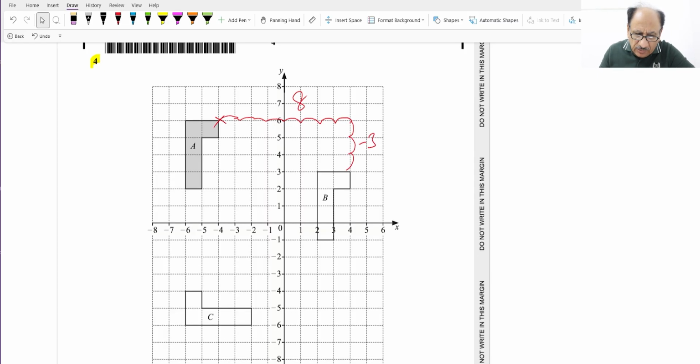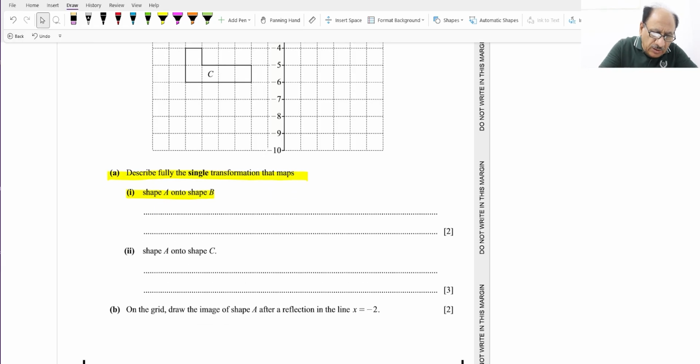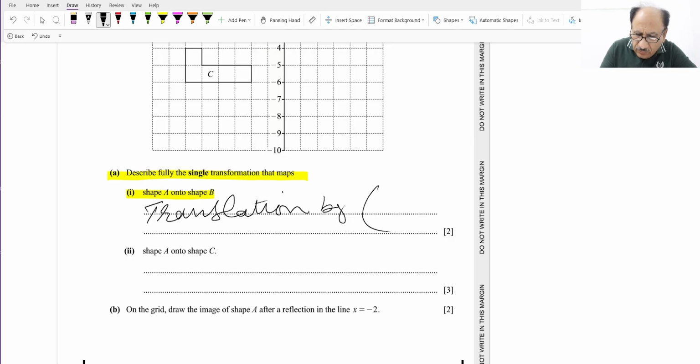So we can write this is a translation by the vector 8 and -3. This will be our solution, and this is for 3 marks.